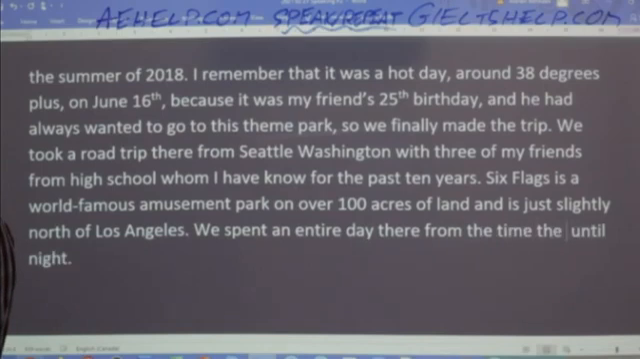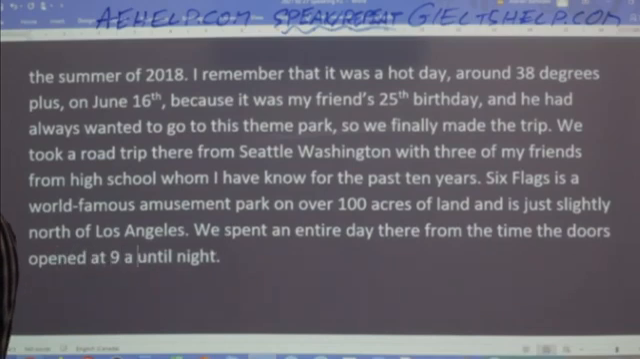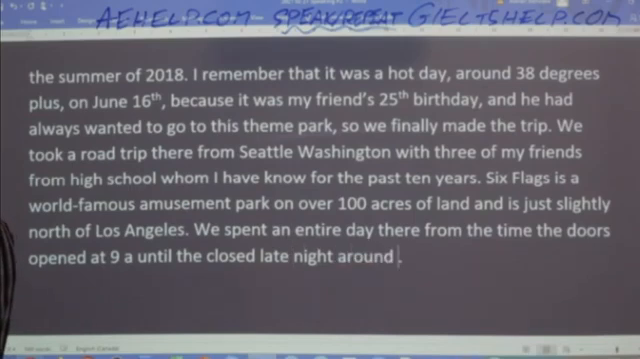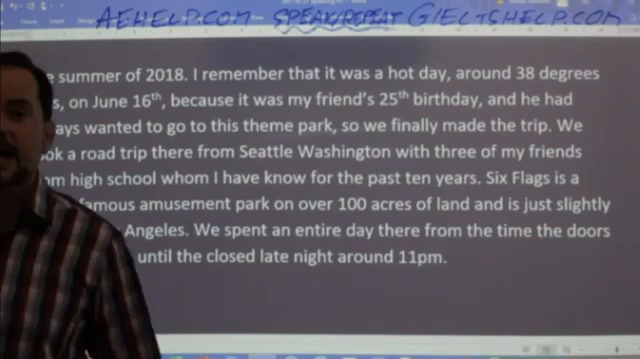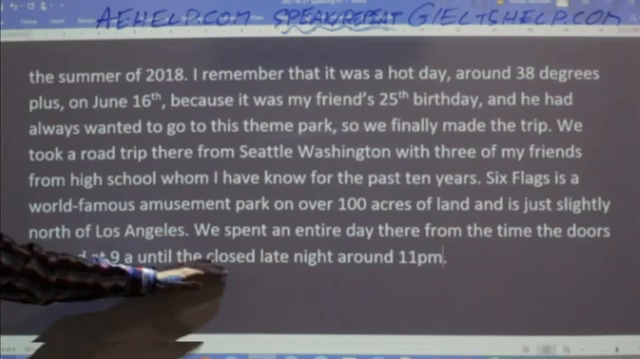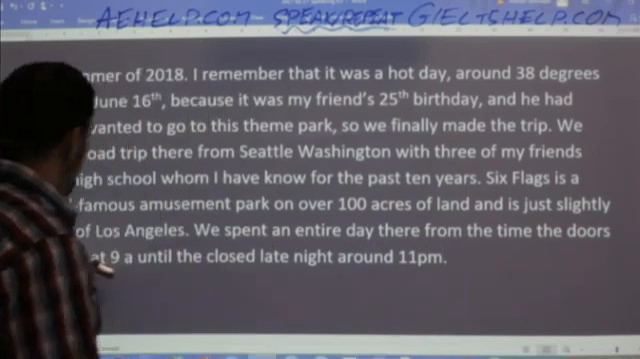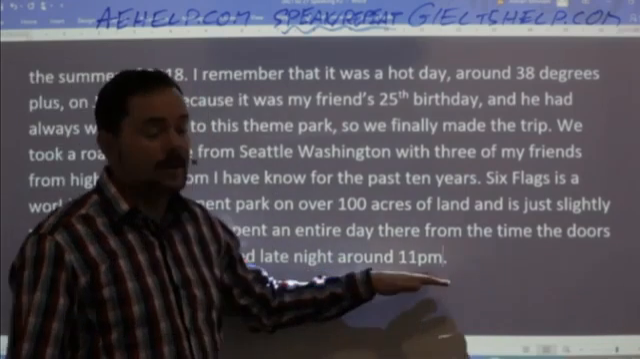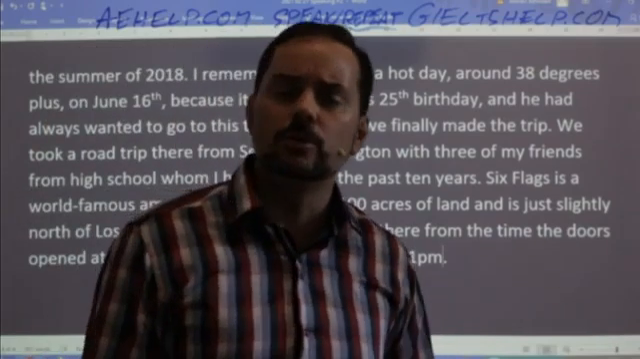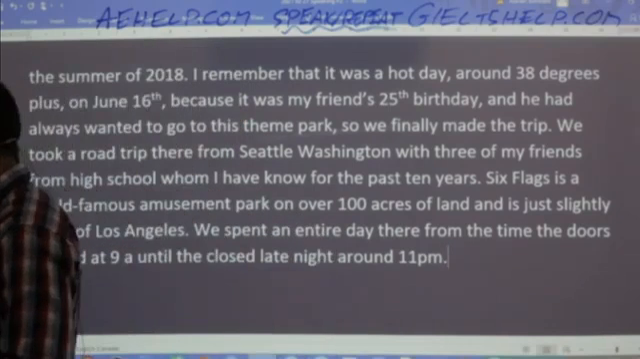So we spent an entire day there from the time the doors opened at 9 a.m. until they closed late at night around 11 p.m. Okay, notice how I'm adding content and I'm also making the answer clear. Much more accurate, more fluent, more comprehensive. You're getting higher band scores. Okay? All right, so that's what you want to do.